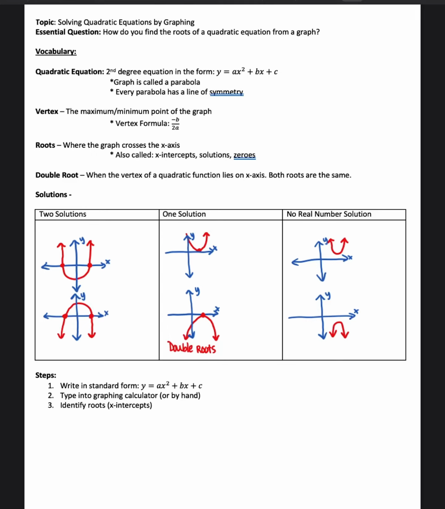Okay, so today we're going to be talking about solving quadratic equations by graphing. Our essential question today is, how do you find the roots of a quadratic equation from a graph?